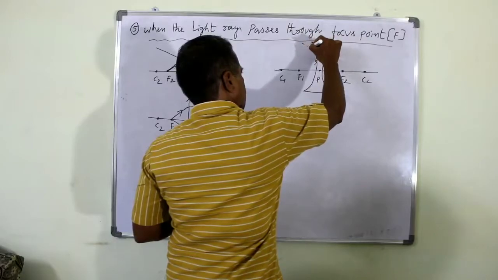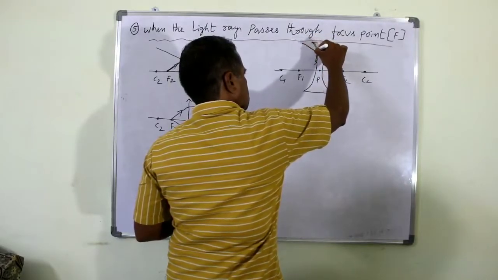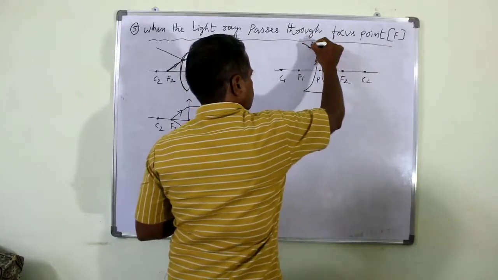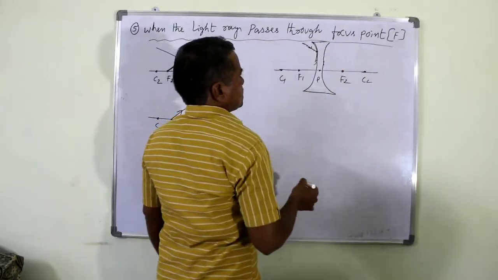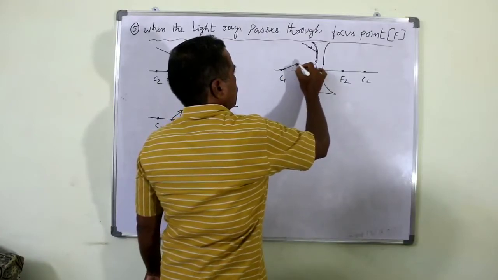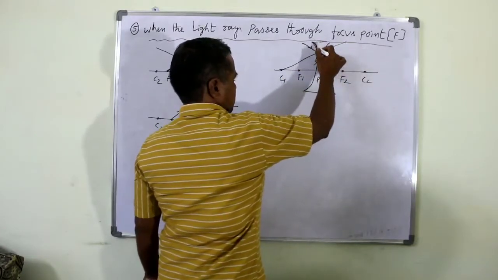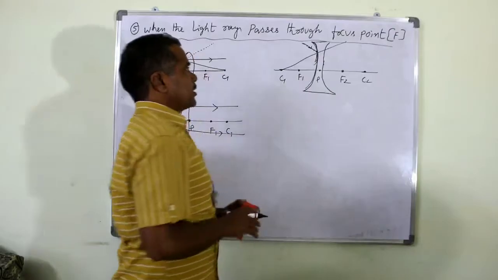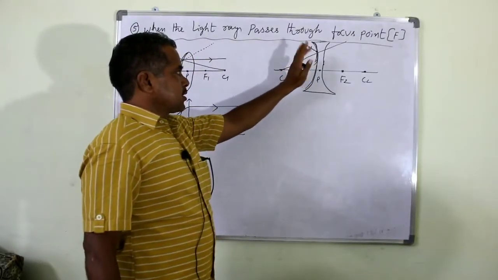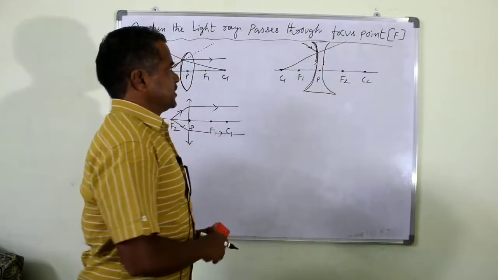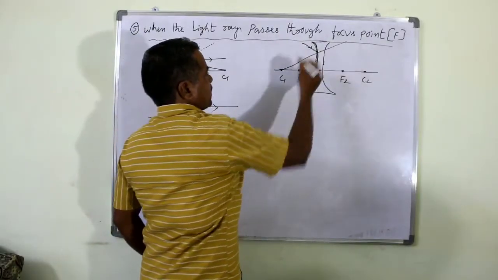So the light rays appear to pass through the focus point. Incident at this point, immediately you have to draw one normal to this point. This is the first curved surface. In the case of biconcave, the center of the curvature and focus point of those curved surfaces exist at the same side, so that it is the normal.